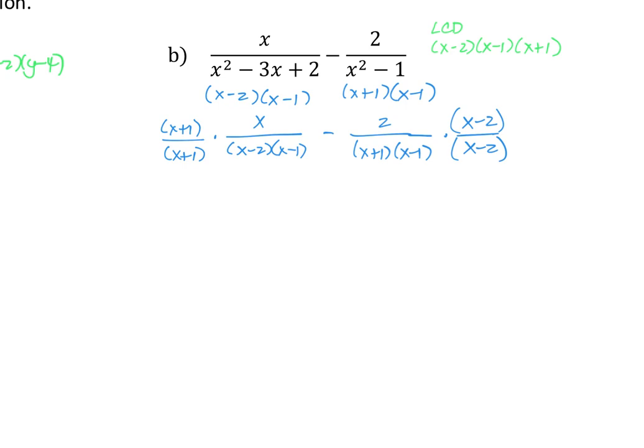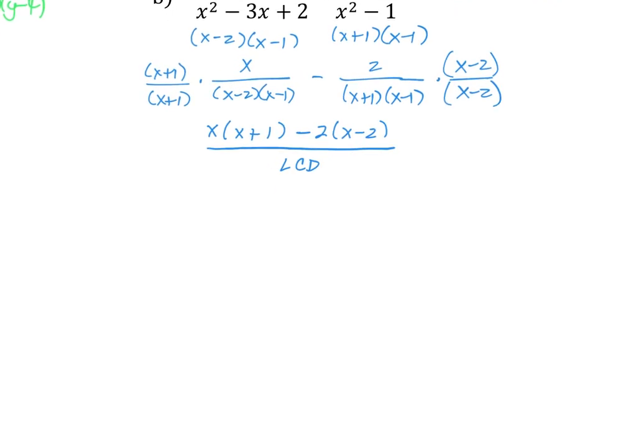In the numerator, I have x times x plus 1 minus 2 times x minus 2, all over my LCD. And I'm just going to write LCD for now, because I still have to distribute the x, distribute the negative 2, and see if I can factor and cancel. So this becomes x squared plus x minus 2x plus 4 over this LCD.